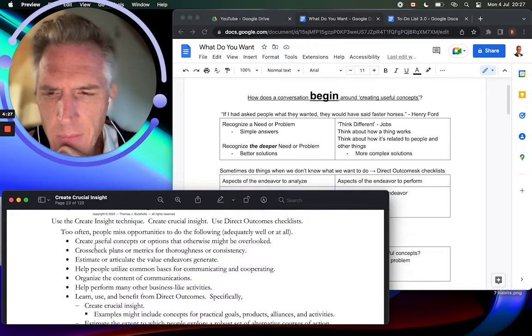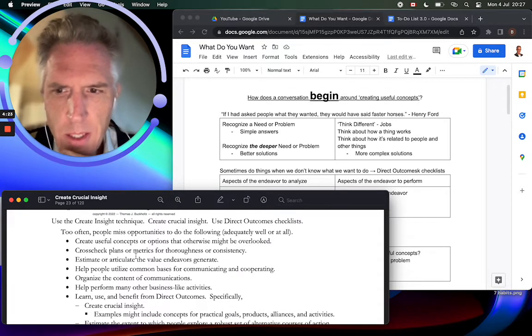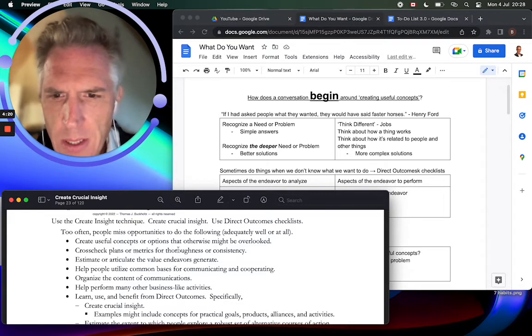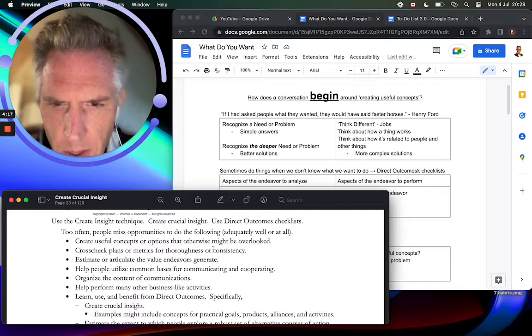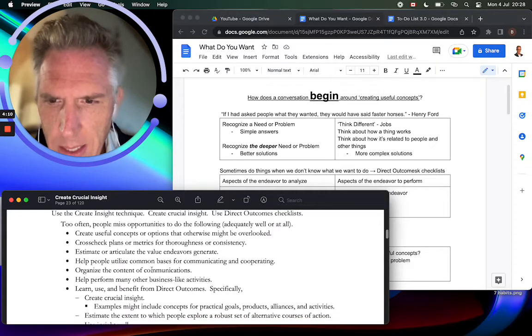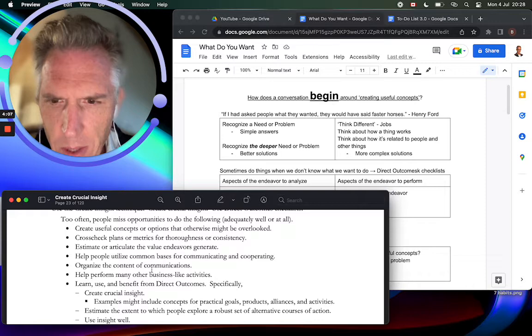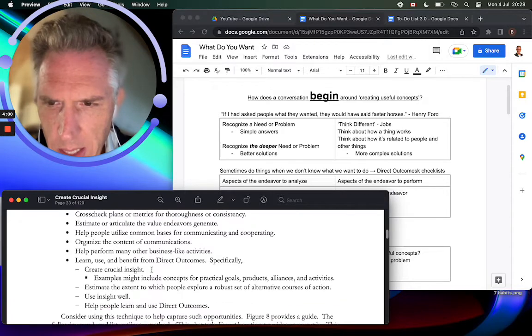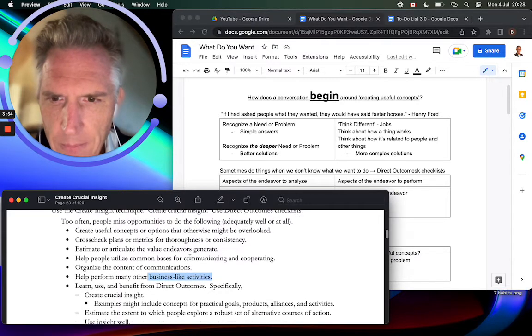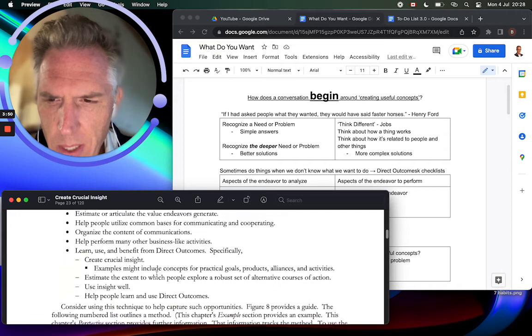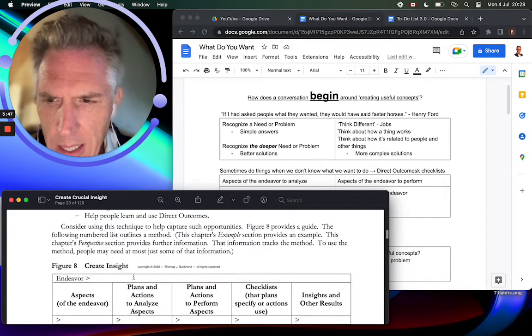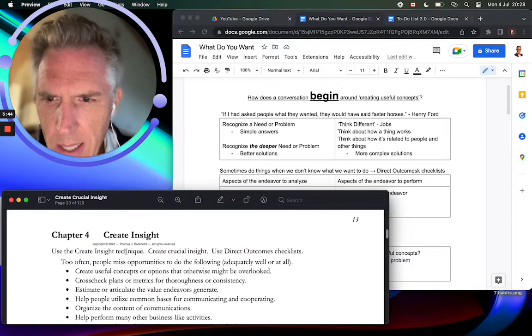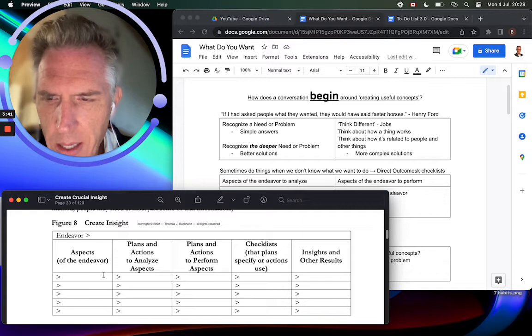Now he said too often people miss the opportunity to what? To create useful concepts or options that might otherwise be overlooked, cross-check plans or metrics for thoroughness or consistency, estimate or articulate value endeavors generate, help people utilize a common basis for communicating and cooperating, organize the content of communications, help perform many other business-like activities. See, this is the thing, is like, what do you mean business-like activities? And the concept that I'm trying to understand, really, what I'm working on in my head. So this thing that says Create Insight Technique, I think that's talking about this thing here, figure 8.